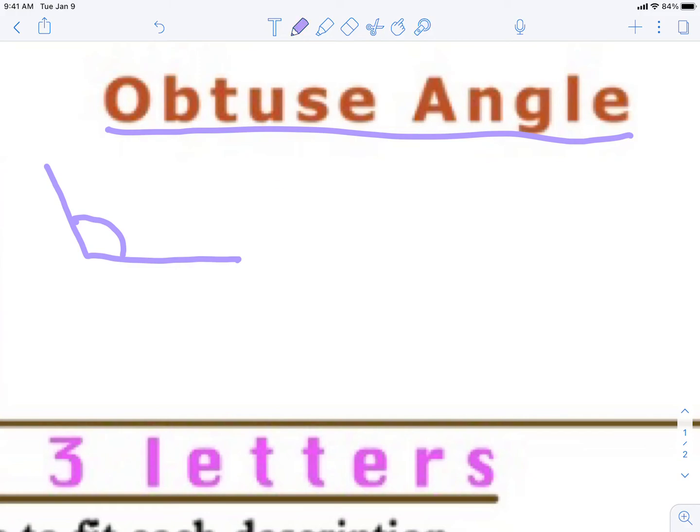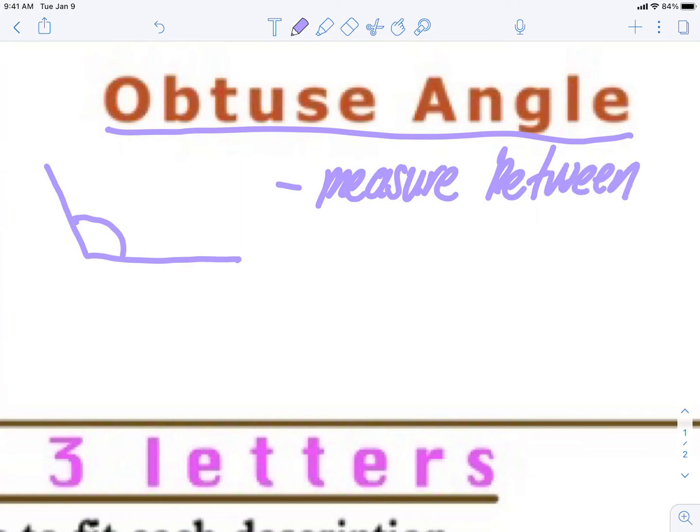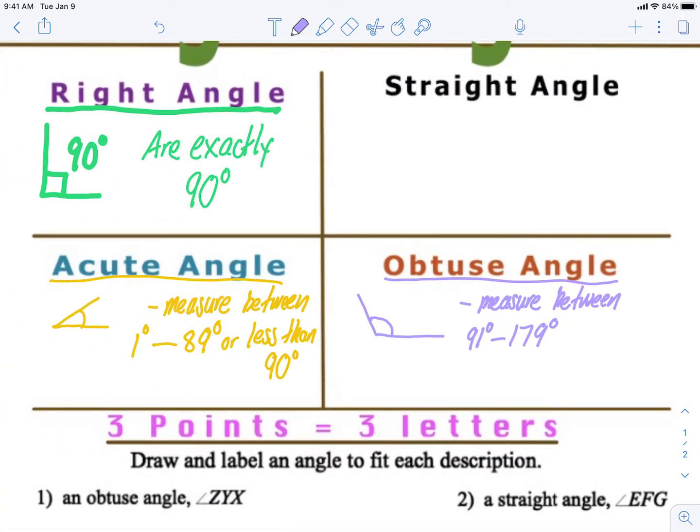So obtuse angles measure between 91 degrees and 179 degrees, right? The ones that are open, that are past a right angle, but don't go all the way flat. Don't make a straight line. They're not flat. Okay? So we've got 3 angles out of the way.